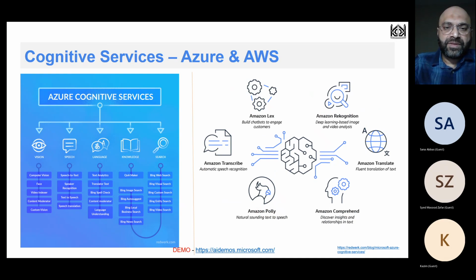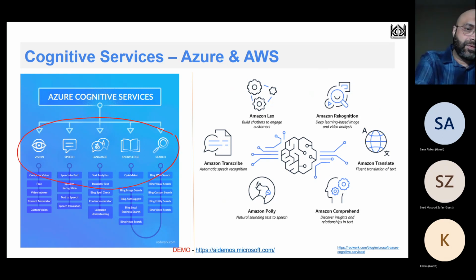All right, so on the left side, the picture that you're seeing is the Azure Cognitive Services. On the right side, you are seeing the AWS, or Amazon Web Services, Cognitive Services. These are the services offered by Azure and AWS. So if the Microsoft platform is the platform of your choosing, these are some of the cognitive services that I just talked about, right? Azure offers these, and Amazon offers similar ones as well. Amazon has a different name.